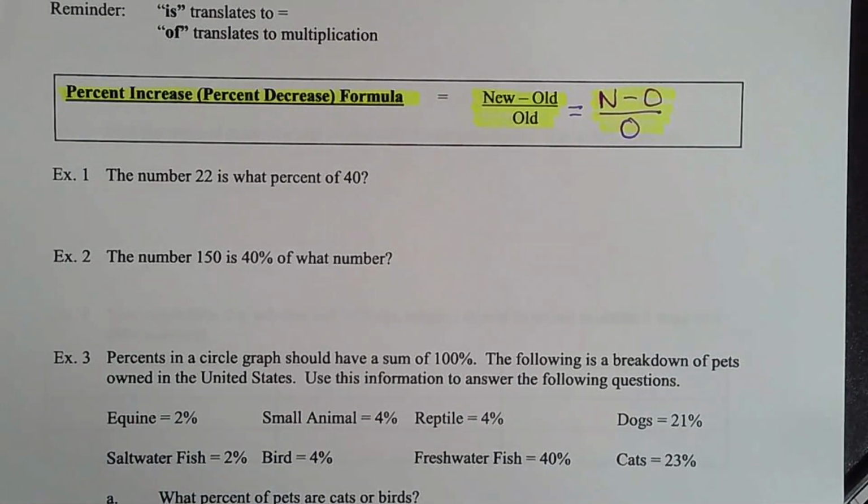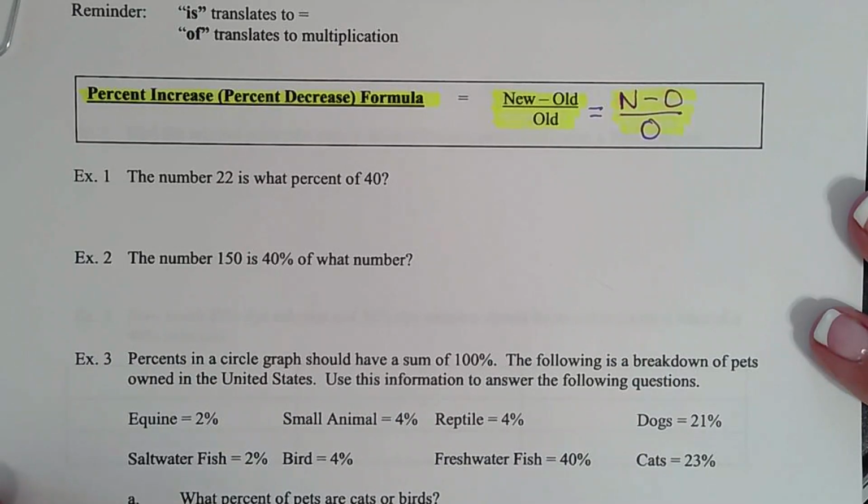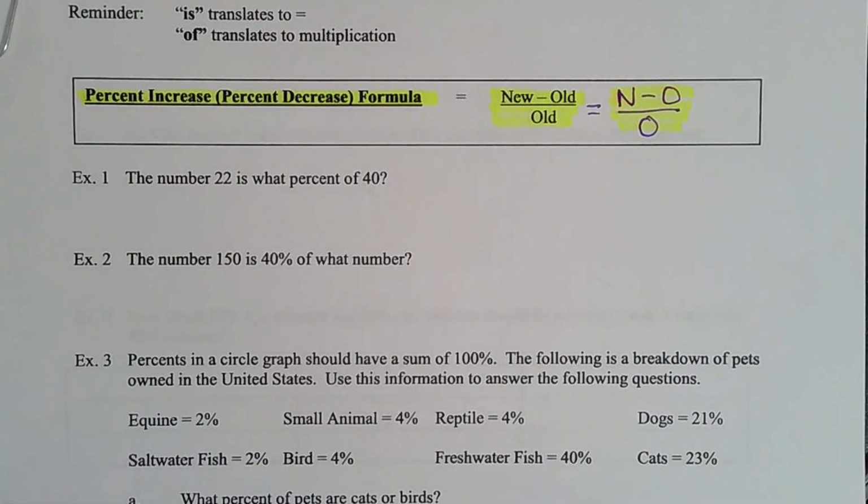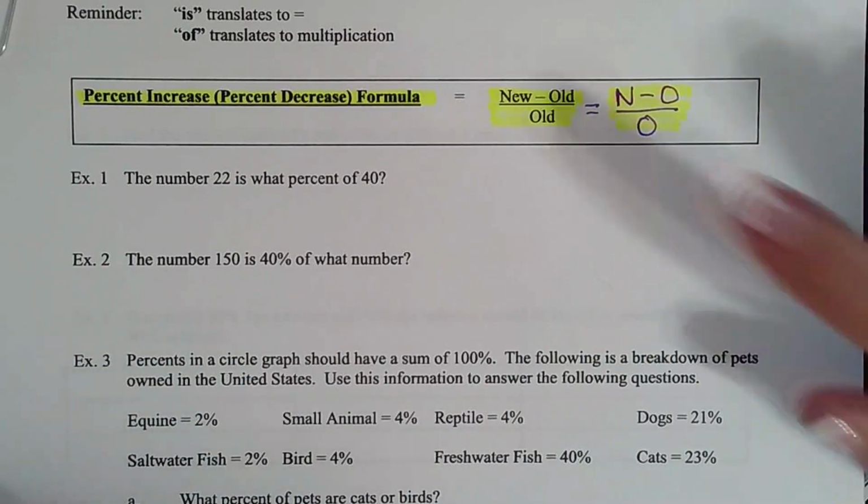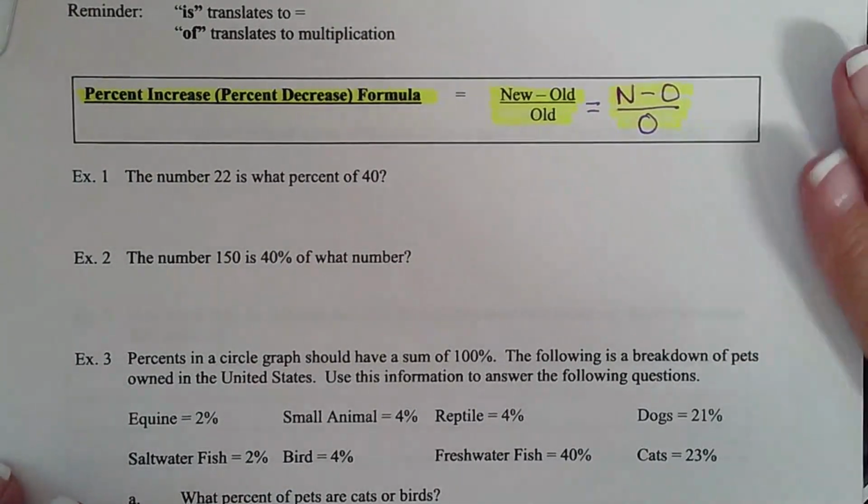I don't know what made me think to memorize it that way, but to this day, I see the word percent increase or percent decrease, and boom, I immediately write the N minus O over O. So that's how I remember it.